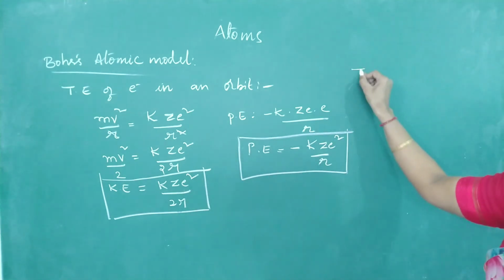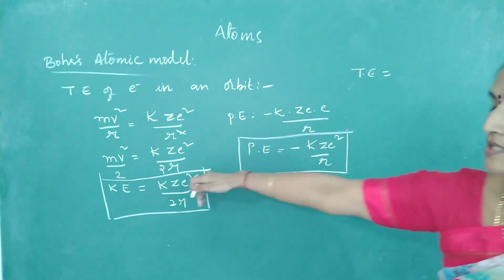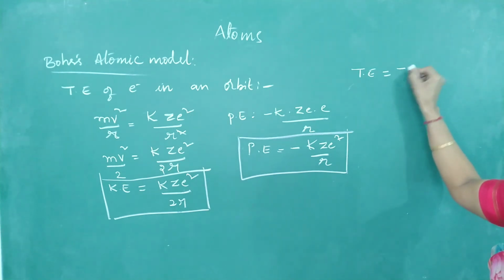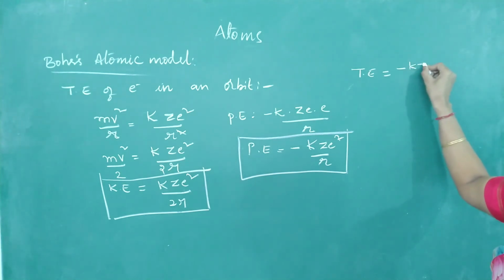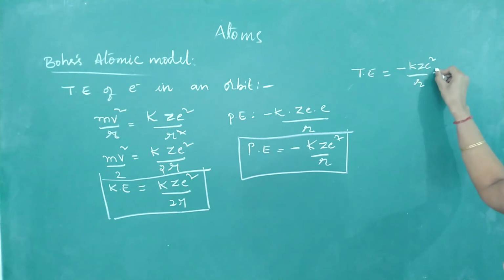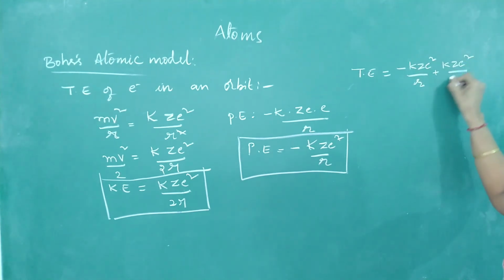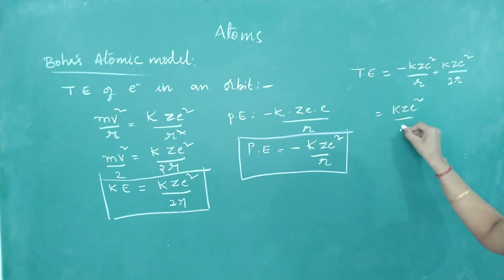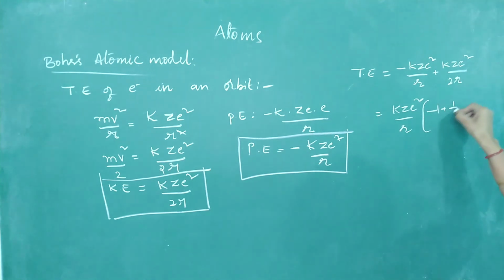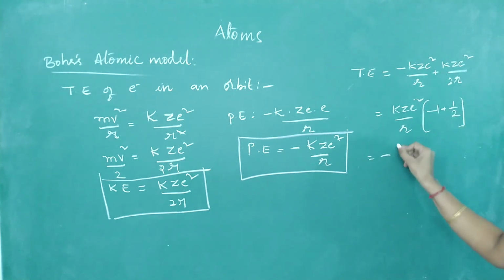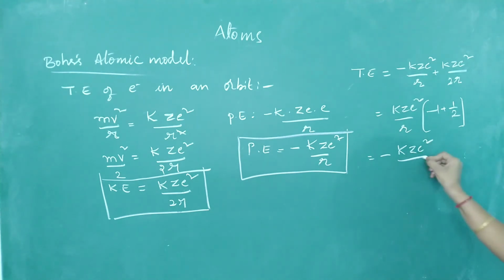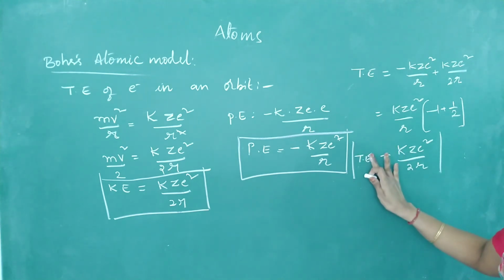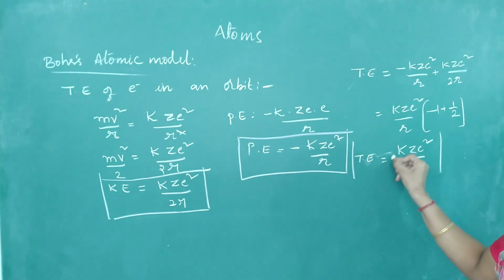Then tell me what will be its total energy. Sum of these two. k Z square by r is common in both the terms, so you will add both the relations. Minus k Z square by r potential energy plus k Z square by 2r. When you add them, take out k Z square by r common. Minus 1 plus half, that is minus k Z square divided by 2r. So this gives you the expression for total energy.